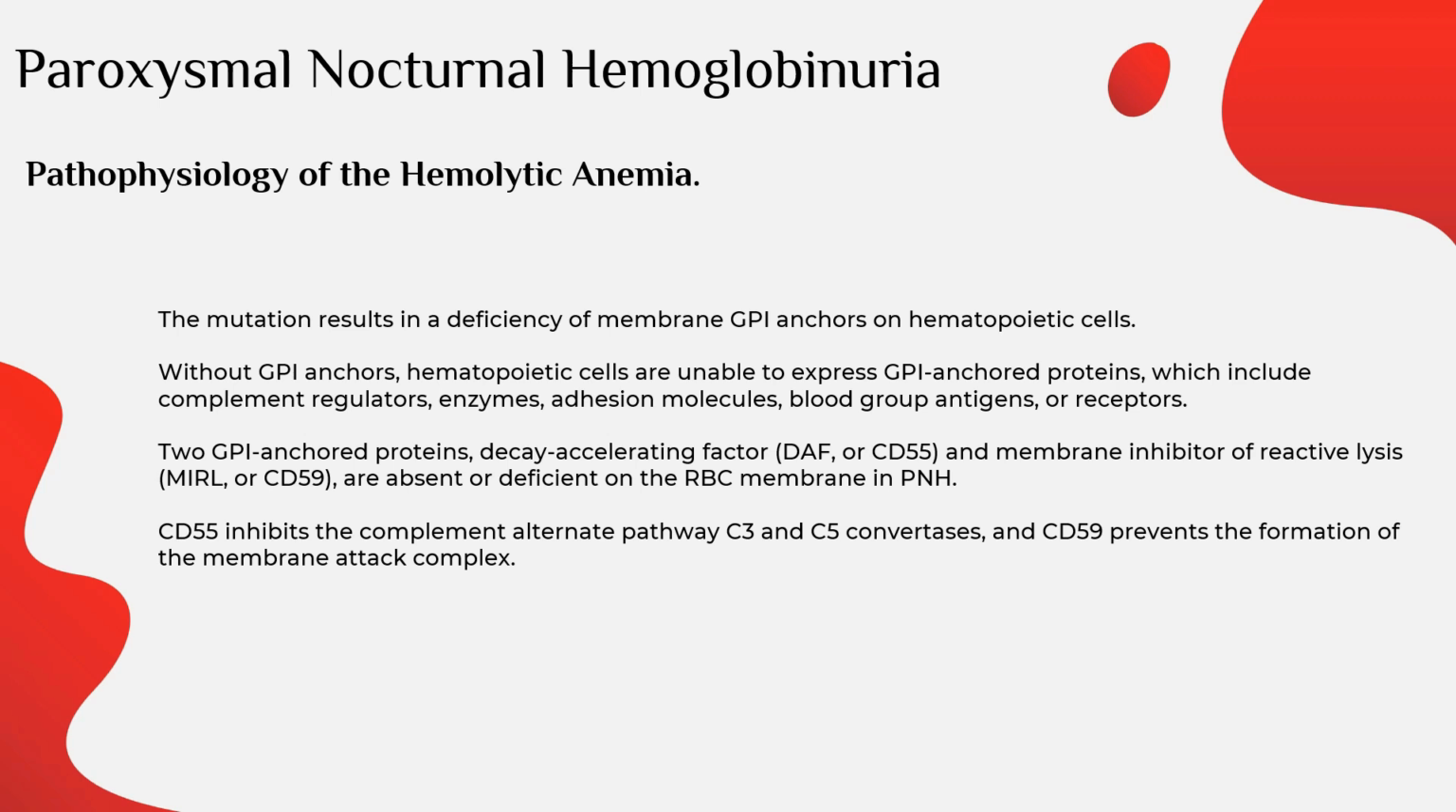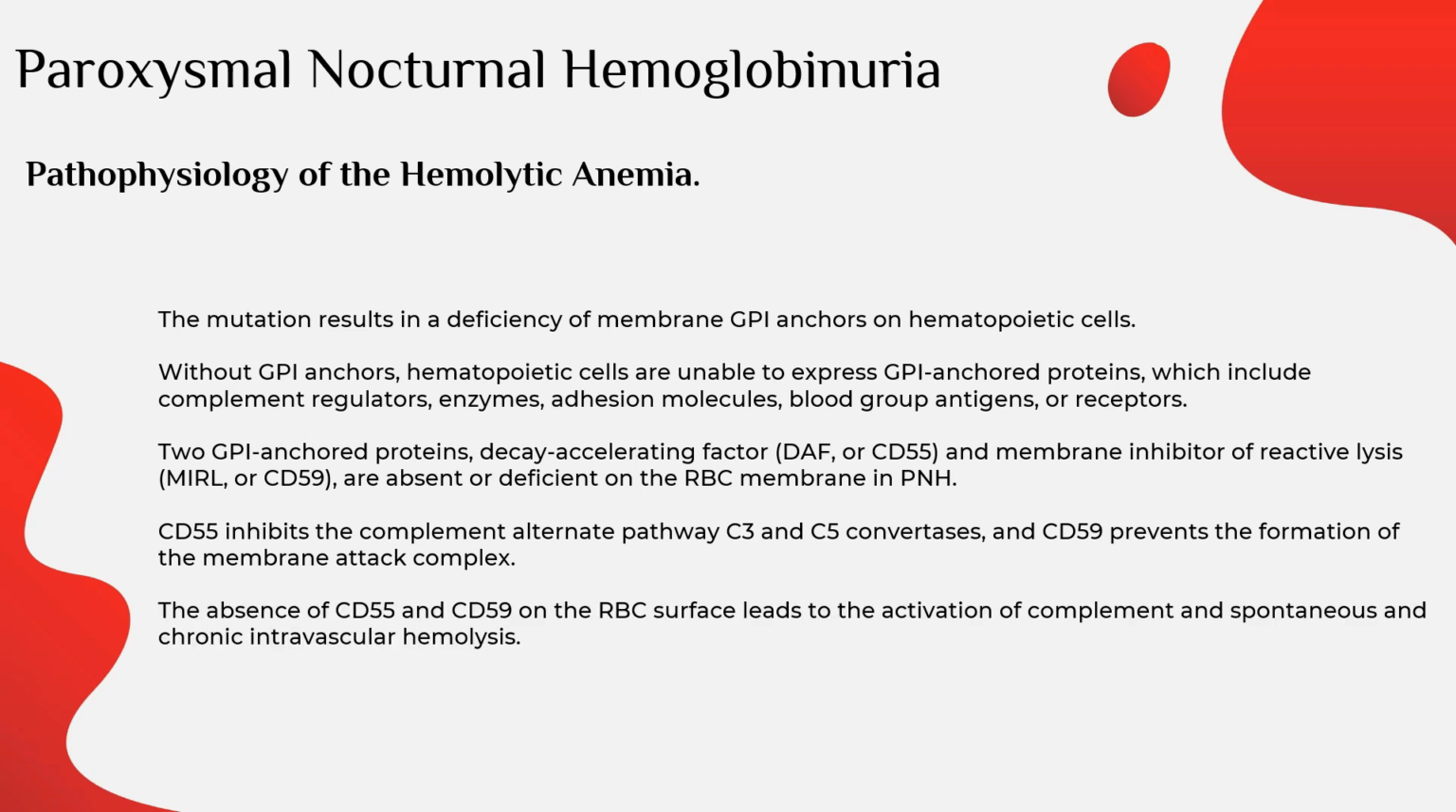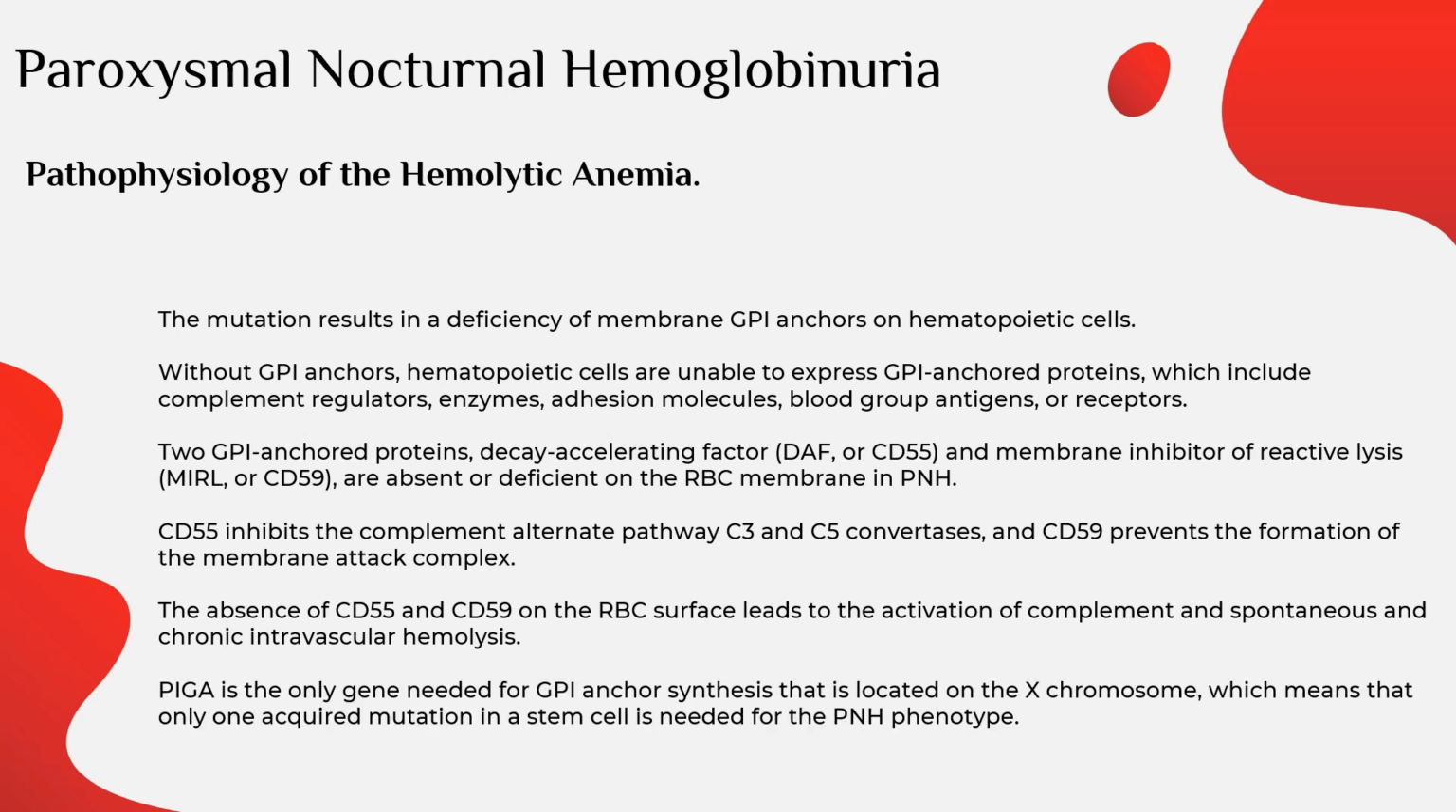CD55 inhibits the complement alternate pathway C3 and C5 convertases, and CD59 prevents the formation of the membrane attack complex. The absence of CD55 and CD59 on the RBC surface leads to the activation of complement and spontaneous and chronic intravascular hemolysis. PIGA is the only gene needed for GPI anchor synthesis that is located on the X chromosome, which means that only one acquired mutation in a stem cell is needed for the PNH phenotype.